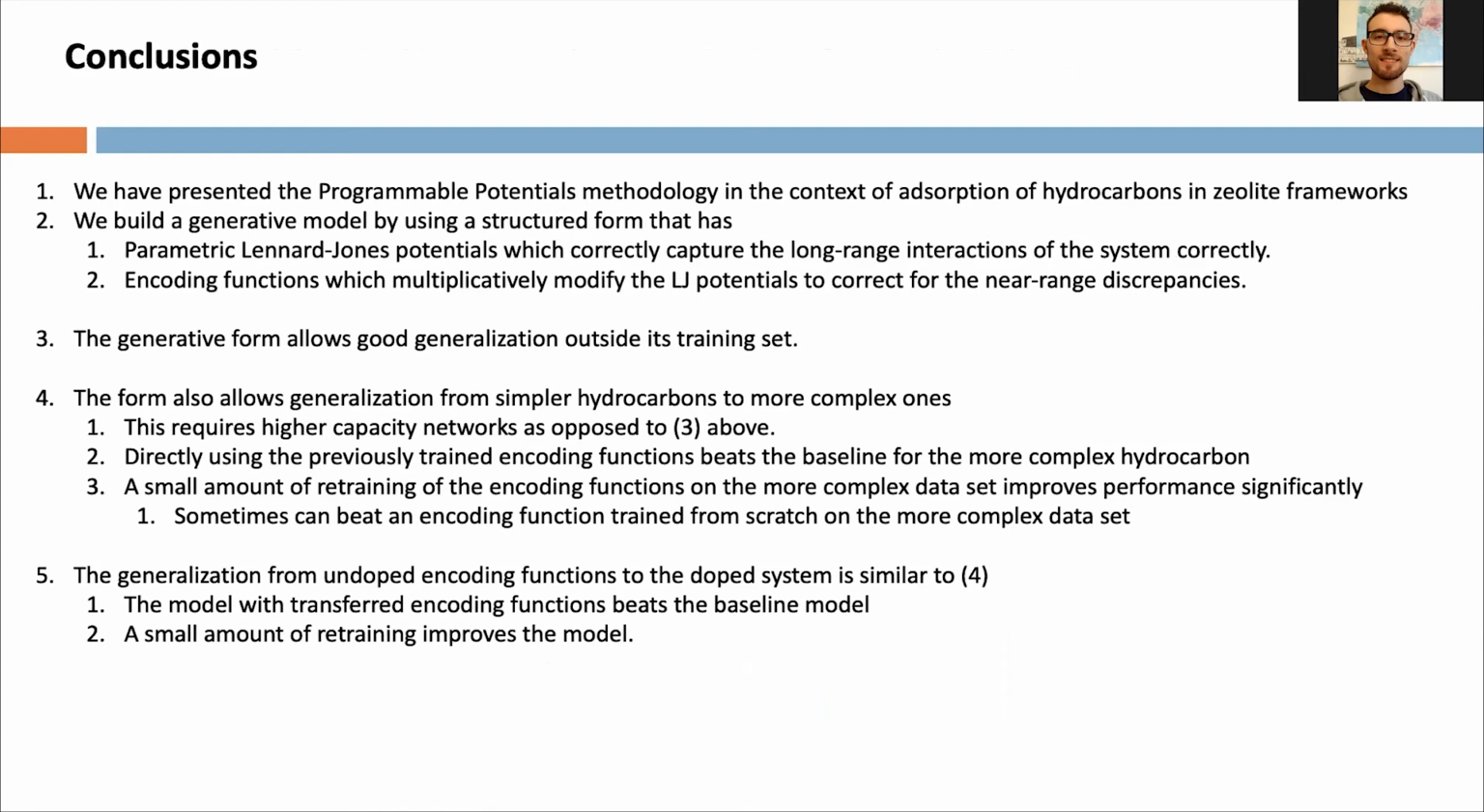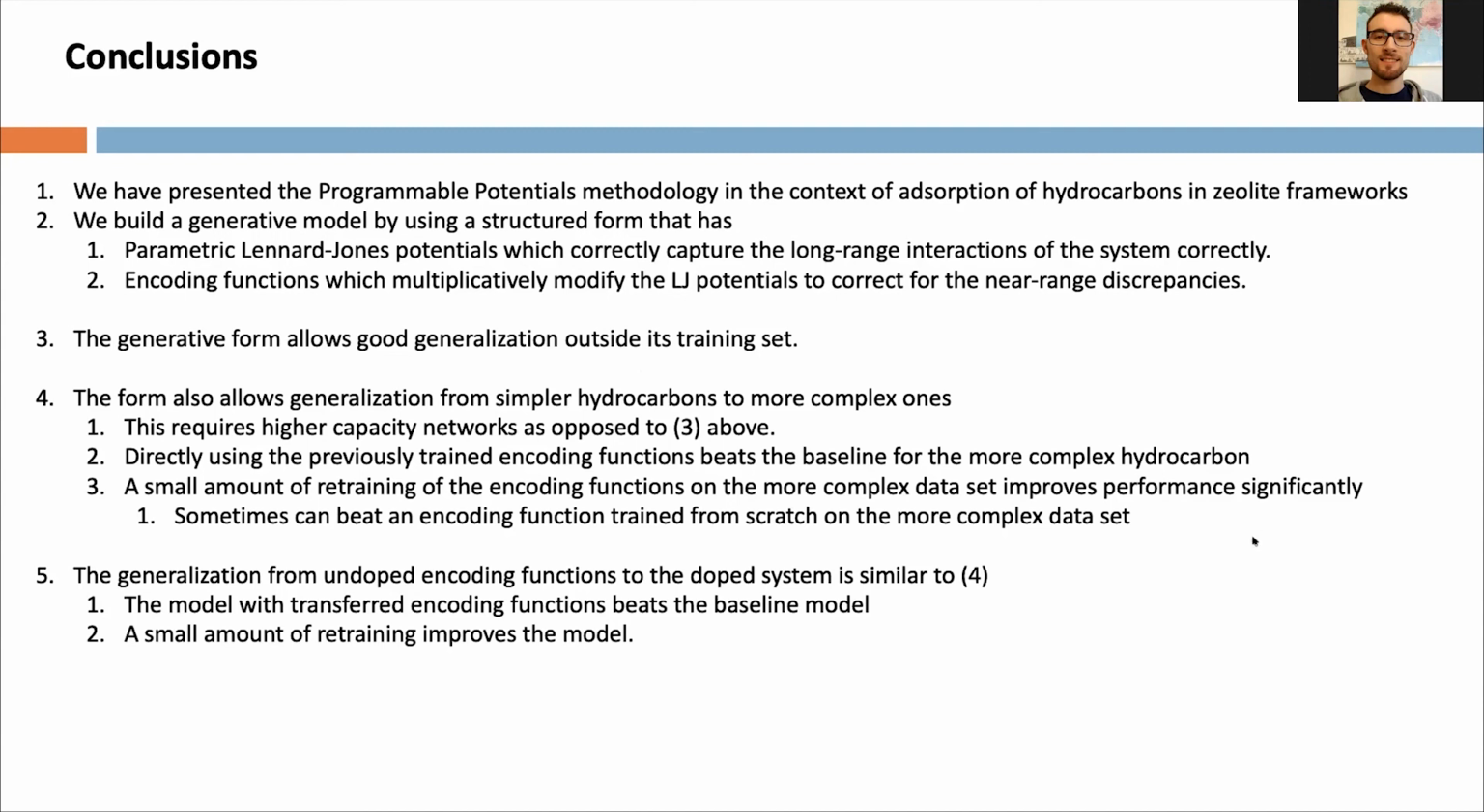So we presented the programmable potentials methodology in the context of adsorption of hydrocarbons in zeolite frameworks. Here we really get generative models by using a structured form. That was, again, the parametric Lagrangian potentials, which capture the long-range interactions correctly. And then we have encoding functions, which multiplicatively modify the Lagrangian potentials to correct for these near-range discrepancies. The generative form allows good generalization outside the training set, and it also allows generalization from simpler hydrocarbons to more complex ones.